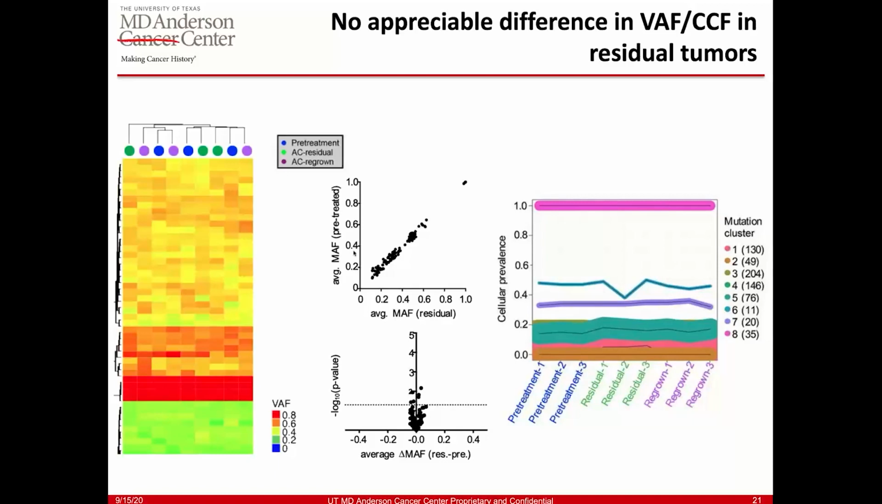So this is now converting the variant allele frequency, adjusting it for copy number, and arriving at the cellular prevalence. And we see that across different time points, the cluster composition remains somewhat similar.